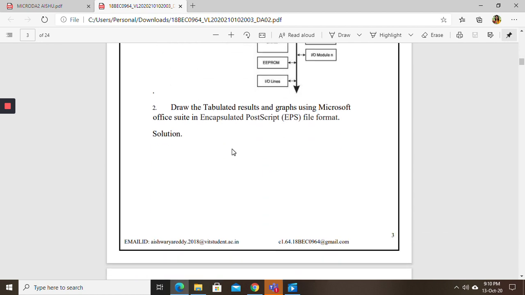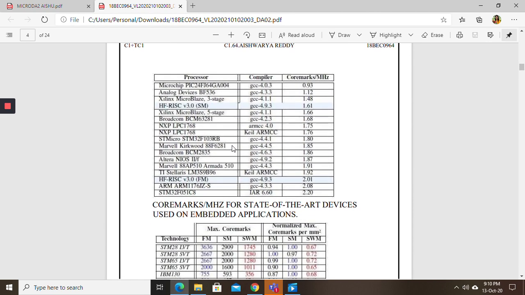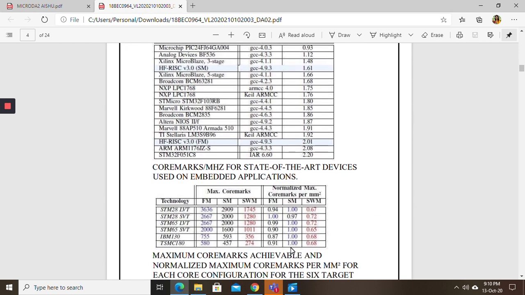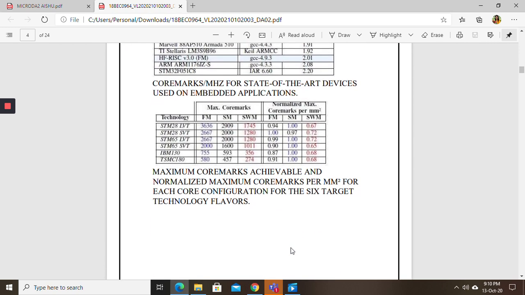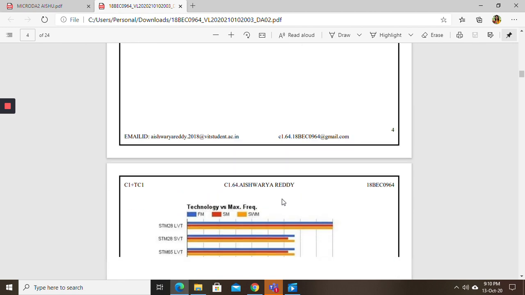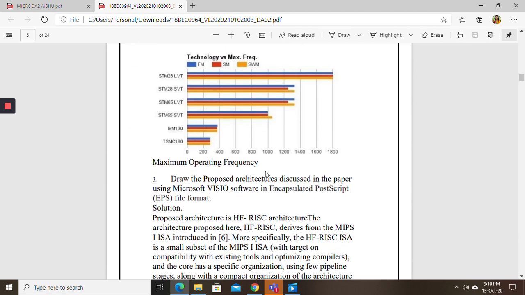The next is to draw the tabulated result and graph for the selected paper. This is that paper and what they used: maximum CoreMarks achievable and normalized maximum CoreMarks per square millimeter for each core configuration for the 6 target technology flavors. And this is the graph.